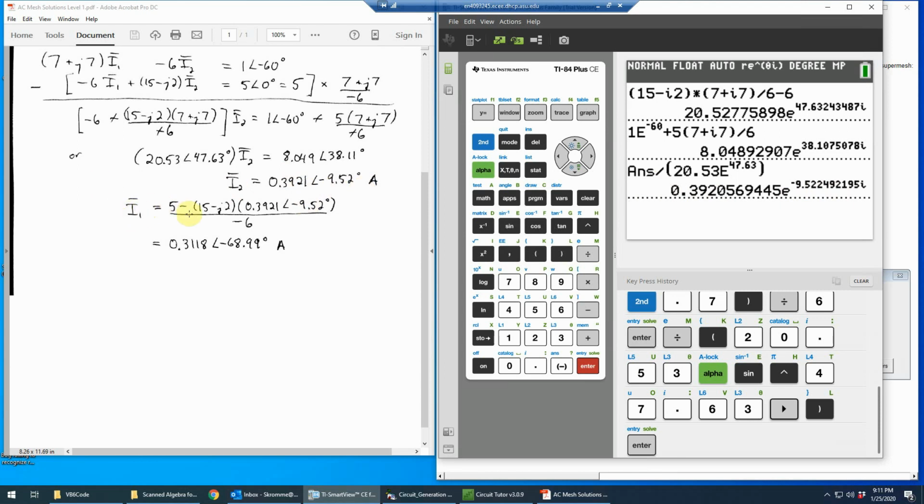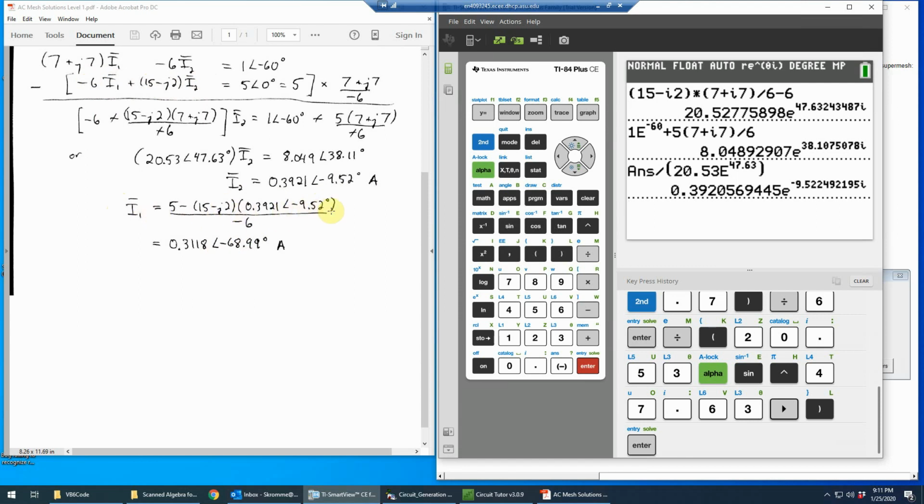And now I need to plug that back in. I can choose either of these two equations. I don't need the multiplier anymore to solve for I1. And so I've just used the second equation here. So I took the 5 and I subtracted off this term, which, since I know I2 now, so I subtract the 15 minus J2 times the value of I2, just copied down here. And then to solve for the I1, I just divided by negative 6, since that was the coefficient of I1. I mean, you can do that in 2 steps if you like. I just did it in a single step.